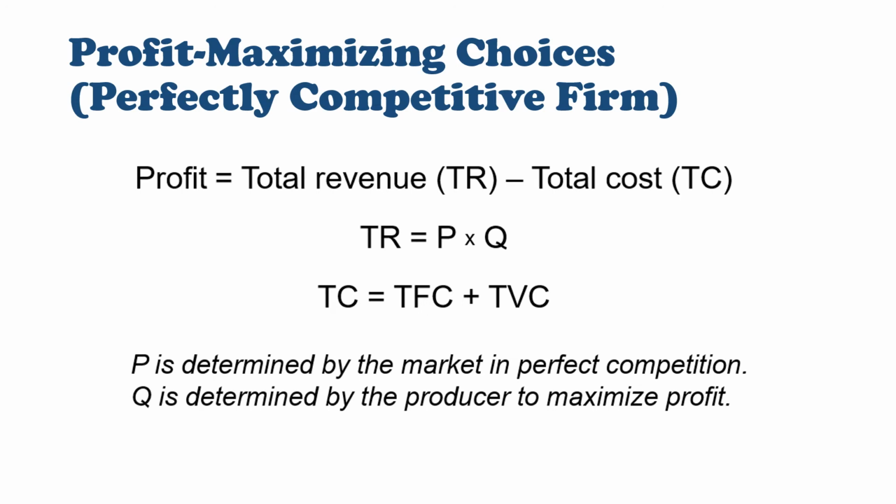So mathematically, profit is the total revenue minus the total cost. The total revenue is computed by P times Q. The total cost is computed by total fixed cost plus total variable cost. We know P is determined by the market price in perfect competition, and Q is determined by the producer to maximize profits.